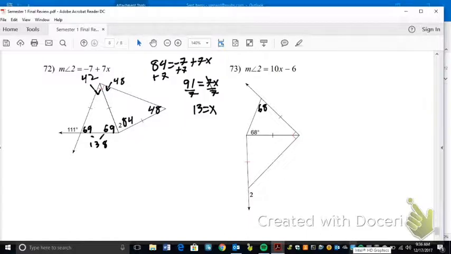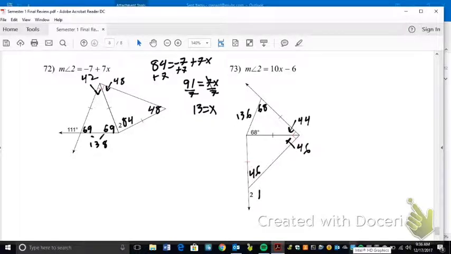73. If one base angle of an isosceles triangle is 68, they both are. 68 plus 68 is 136. 180 minus 136 is 44. Both of those are complementary angles. 90 minus 44 is 46. 46 base angle. Other base angle, also 46.